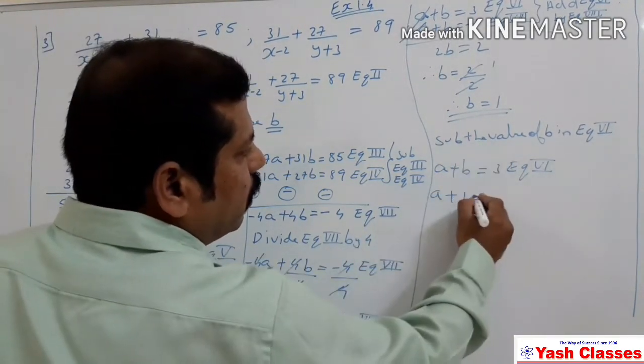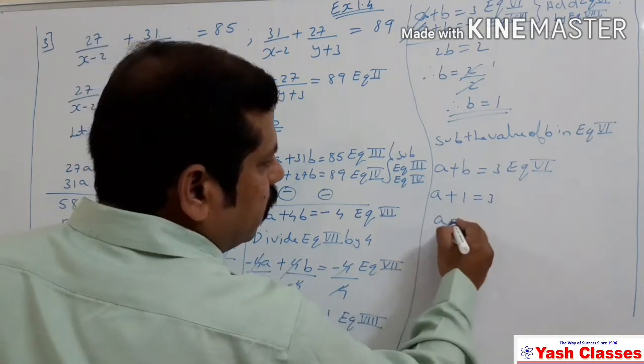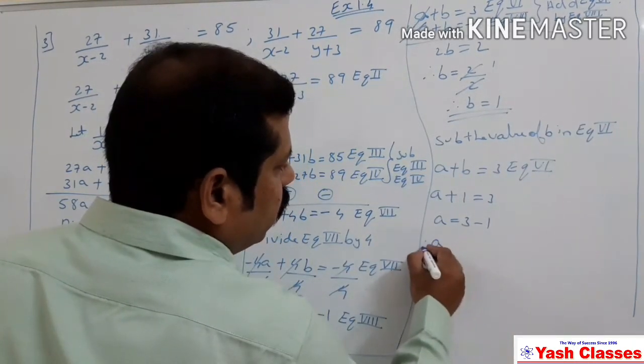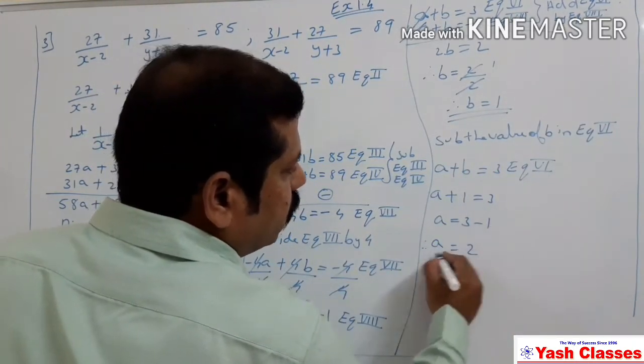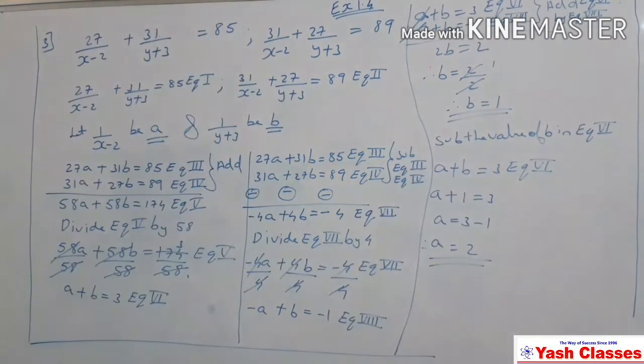B, 1 is equal to 3. Therefore, A is equal to 3 plus 1, minus 1. Therefore, A is equal to 3 minus 1, which is 2. Here you got A is equal to 2 and B is equal to 1.